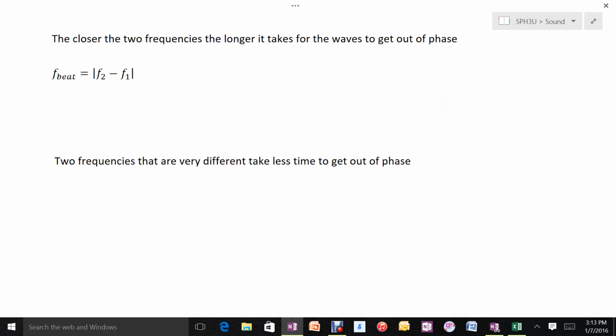The closer the two frequencies are, the longer it will take them to get out of phase. Or maybe the better way to think about it is the more different they are, the faster they get out of phase. Either way, the frequency of the beat can be viewed as the difference between the two frequencies. Two frequencies that are very different take less time to get out of phase, and as a result will go through faster periods of alternating loud and quiet.